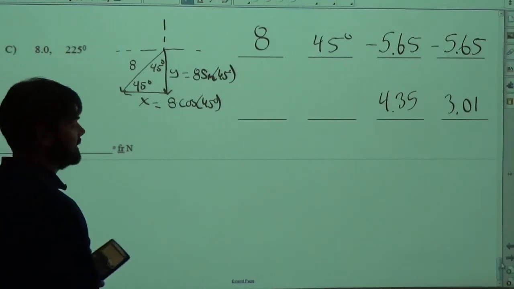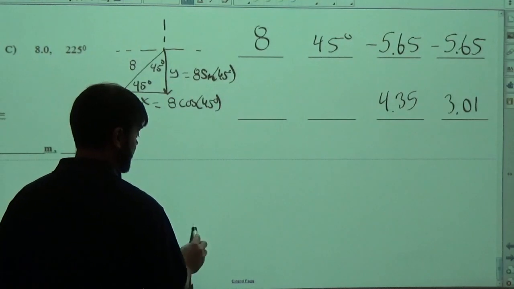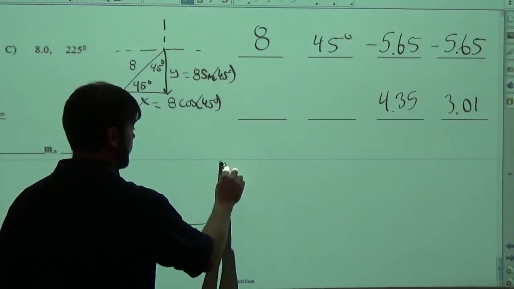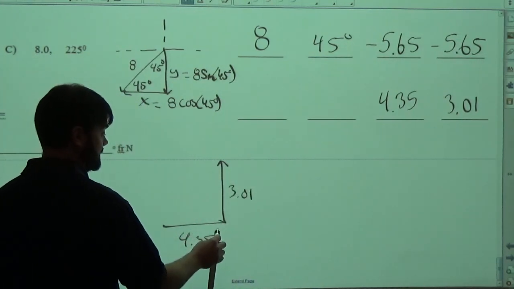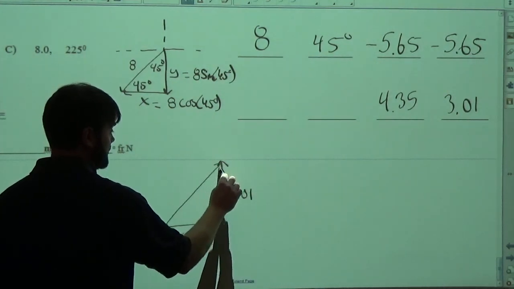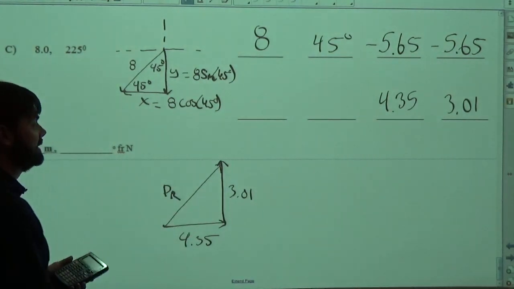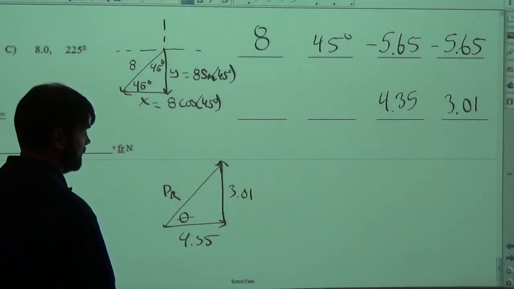So in order to do this now, I'm going to draw a new triangle. My x is equal to 4.35, and my y going this way is equal to 3.01. And since these are both positive, I know that my vector goes in this direction. So this is vector d. We'll call it d of r. We still need to figure out the magnitude of it, and we want to figure out theta.